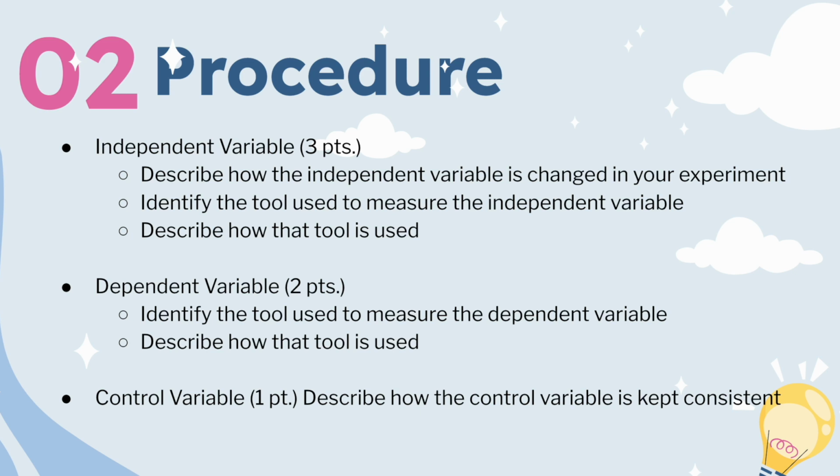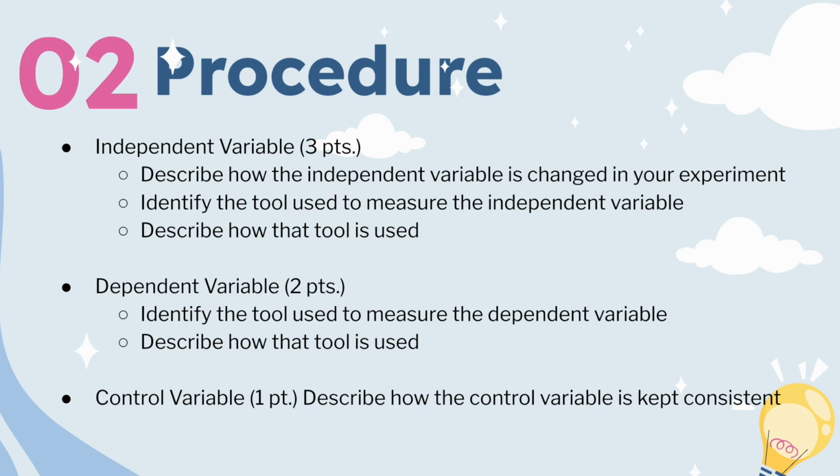So this is the rubric I use for grading. First, you should be talking about your independent variable and how you change it. So maybe I'm adding mass. Maybe I'm increasing the distance. I also need to talk about what tool is used to measure that variable and how you use that tool.